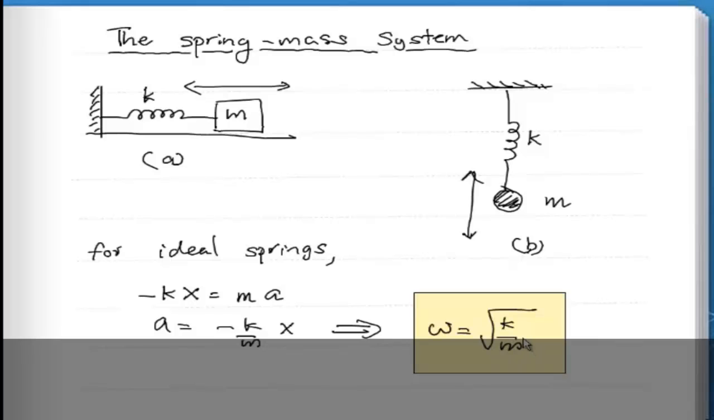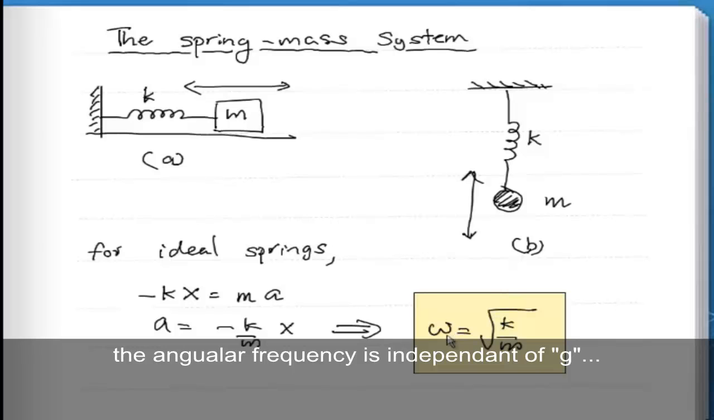And the important thing about the spring mass system is that the angular frequency is independent of the acceleration due to gravity.